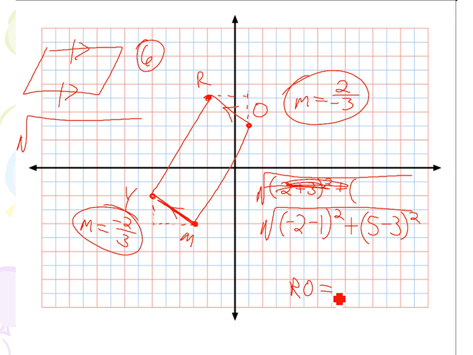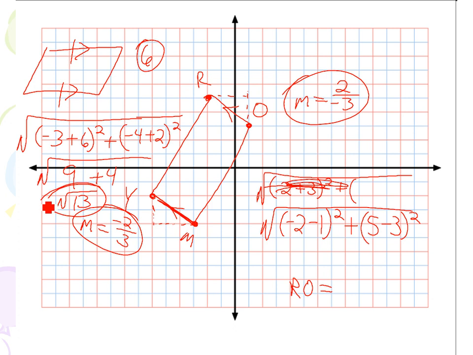For YM, if I'm looking at Y and M, the x's are -3 and -6. So -3 + 6 squared. And the y coordinates are -4 and -2. So -4 + 2 squared. I'll do this half. 3 squared is 9. -4 + 2 is -2 squared is 4. Those two add together is square root of 13. So the length of this one right here is the square root of 13. I'm not even going to change that into a decimal.